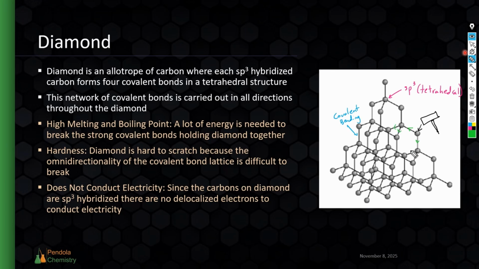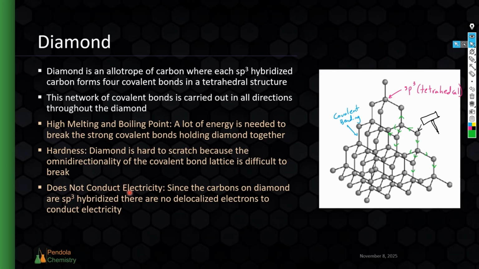So that force that I hit the diamond with, because of its shape, instead of all going to a single carbon or 2 covalent bonds, is spread out and goes through the whole diamond molecule through covalent bonding. Not only that, those covalent bonds are really strong, and so this makes diamond extremely hard. It is hard to scratch because of the omnidirectionality, which is what we call it when there are bonds in every direction, of the covalent bond lattice and its tetrahedral structure.